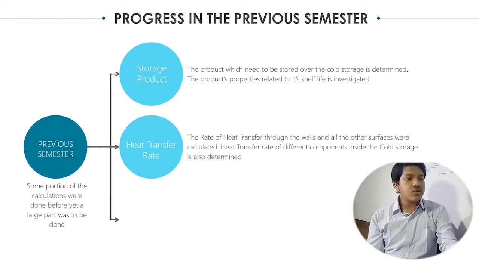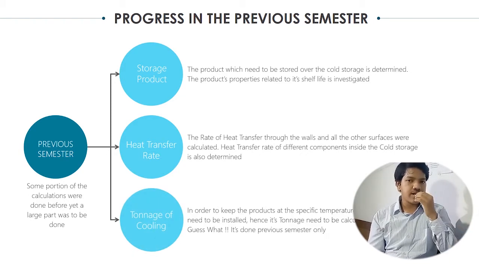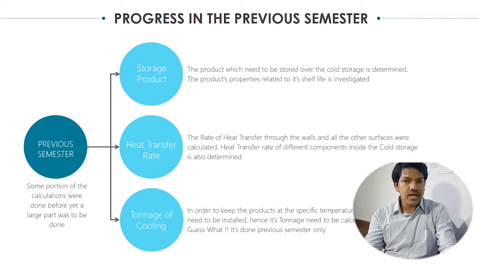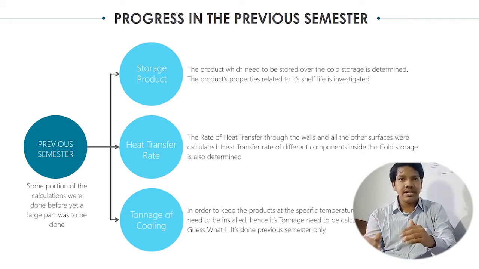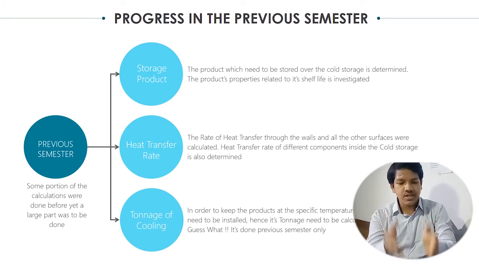Now coming to the tonnage of cooling. The third thing that we have calculated is how much tonnage of cooling is needed over the total facility, so that a certain temperature is kept constant over the total time for all the vegetables and fruits that are being stored in the place.